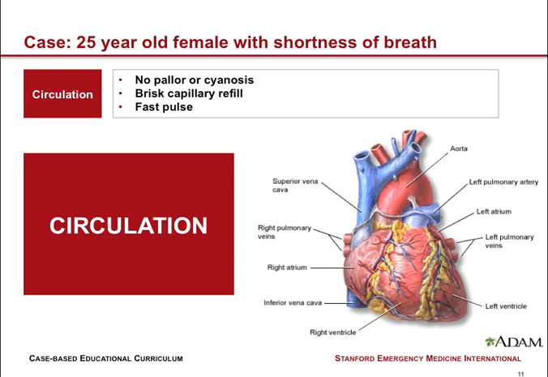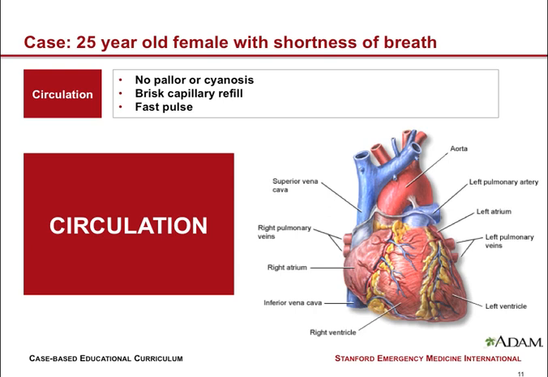And the third component of the ABCs is C for circulation. This is where we try and determine if there's appropriate blood flow that's going through the circulatory system. We look for pallor and cyanosis. We look for capillary refill, and we look for the pulses.